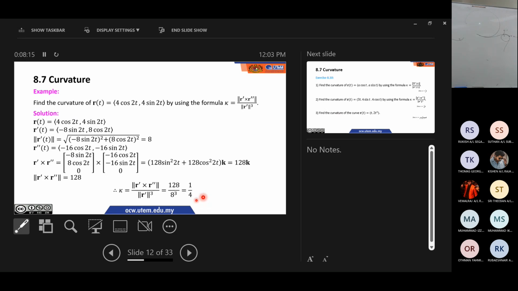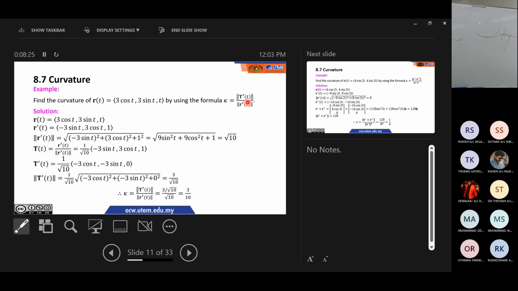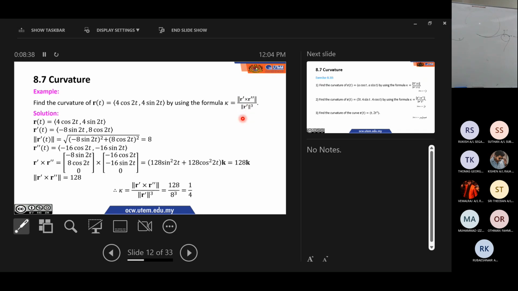Okay, this is another example. Okay, this is another formula. You have two formulas for curvature. So when to use this one, when to use this, it depends. Actually, you can use any of the formulas and you will get the same answer. It's just that under some situations this one is easier, and under some situations this one is easier.